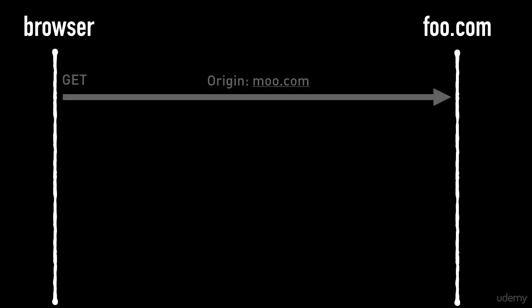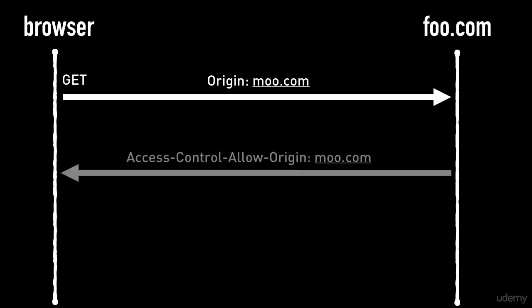So what happens? Some code in the browser issues a GET request to foo.com. Now the browser, in the headers to that HTTP request, will add the origin. So the origin is the domain whose website the browser is currently displaying. So currently we're displaying data from moo.com, so the origin, the browser will set to moo.com. And then the servers at foo.com will do whatever they need to do, and then they will return a response.